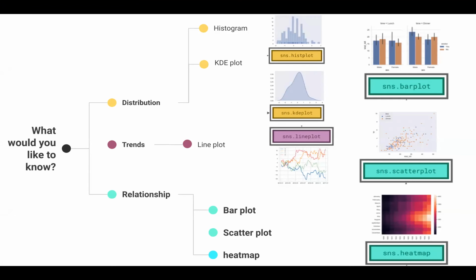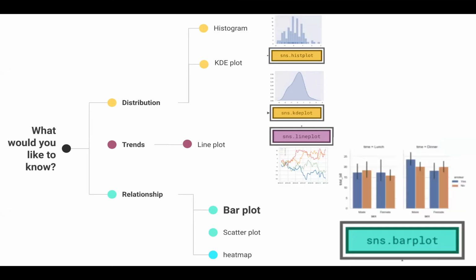Okay, now let's move on to learning about plots that will tell us about relationship between the data. And those will be bar plot, scatter plot, and heat map. And we're gonna go one by one. So let's first go over bar chart.